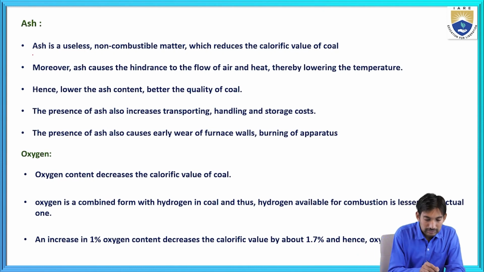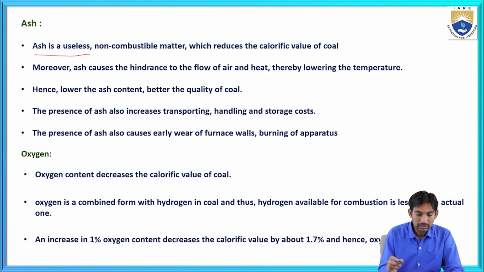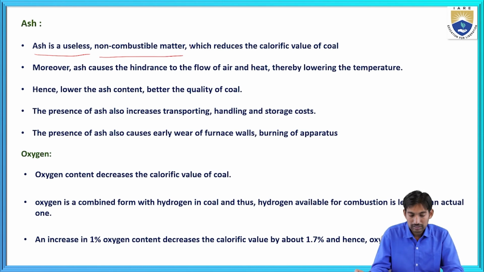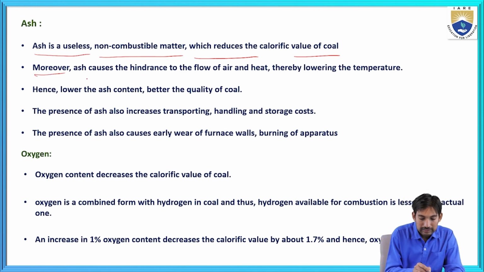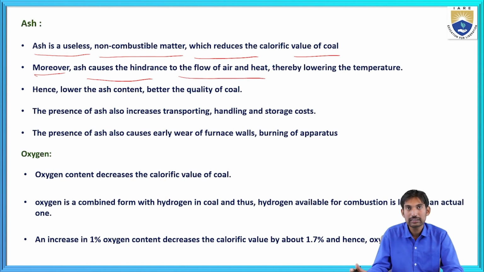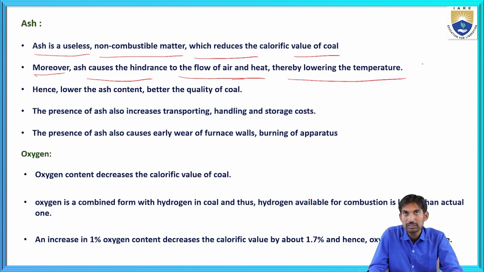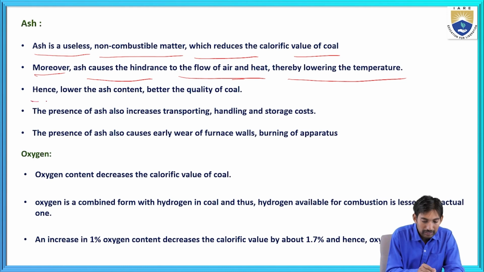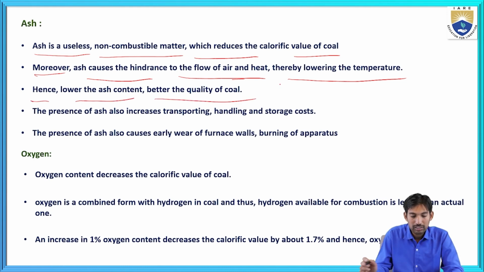Ash. Ash is useless, and it is non-combustible matter. Ash is a non-combustible matter which reduces the calorific value of coal. Moreover, ash causes hindrance to the flow of air and heat, thereby lowering the temperature. Hence, the lower the ash content, the better the quality of coal. If the coal contains a low amount of ash, that is called quality coal.